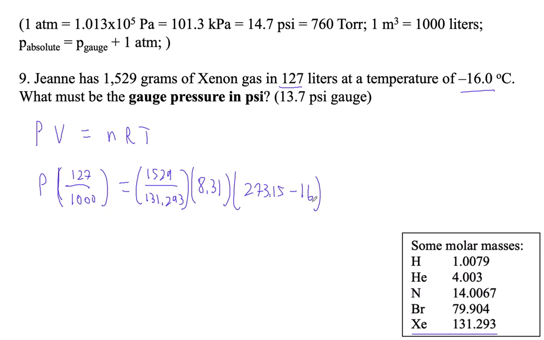I'm going to go 1529 divided by 131.293, times 8.31 times the left parenthesis 273.15 minus 16. And now I'm going to divide by 0.127. And I get my pressure is 195,952.02. Okay, so that's 1.95952 times 10 to the 5th pascals.